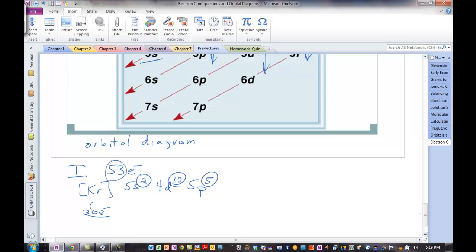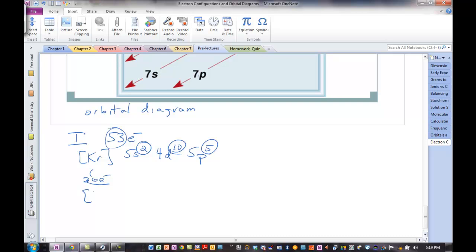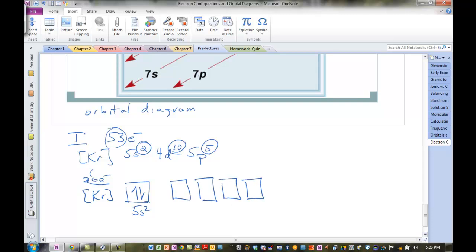Now for the orbital diagram, all we have to do, we're going to start with krypton again. We're going to put a line or a box, either way, but typically a box. 2 electrons in the 5s. And typically we use half arrowheads, spin up, spin down. We're going to have to draw 5 boxes for the 4d orbitals, which can hold 10 electrons.